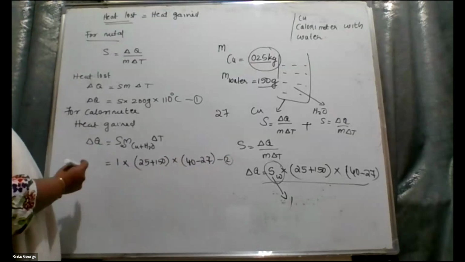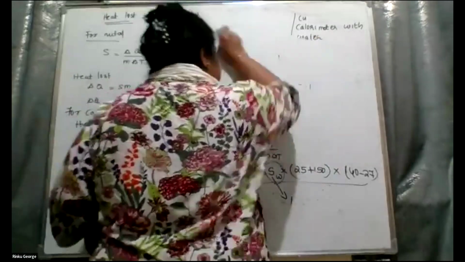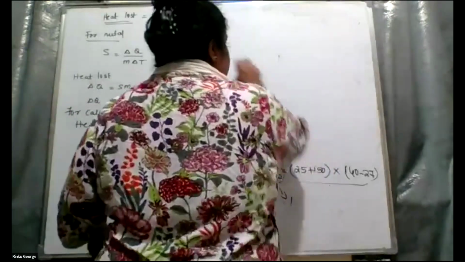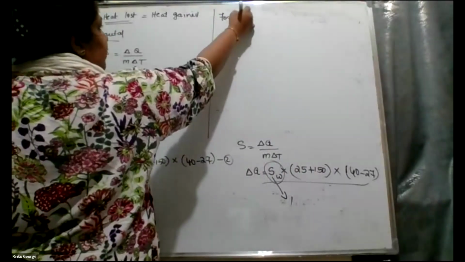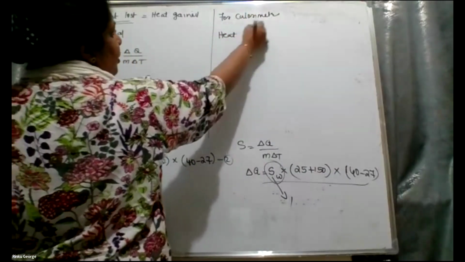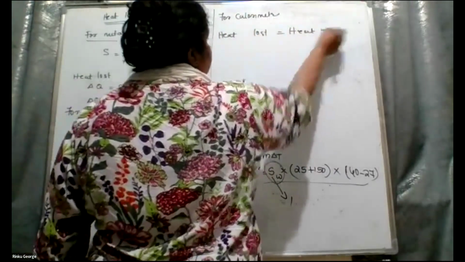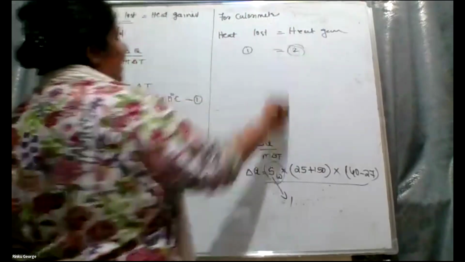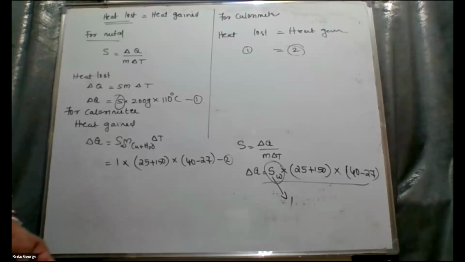Now, on equating RHS of equation 1 and 2, we know for calorimeter heat lost is equal to heat gain. So equate 1 is equal to 2 and find S. Equate the RHS of 1 and 2 and find S, okay? Do, calculate. All values you know, calculate.